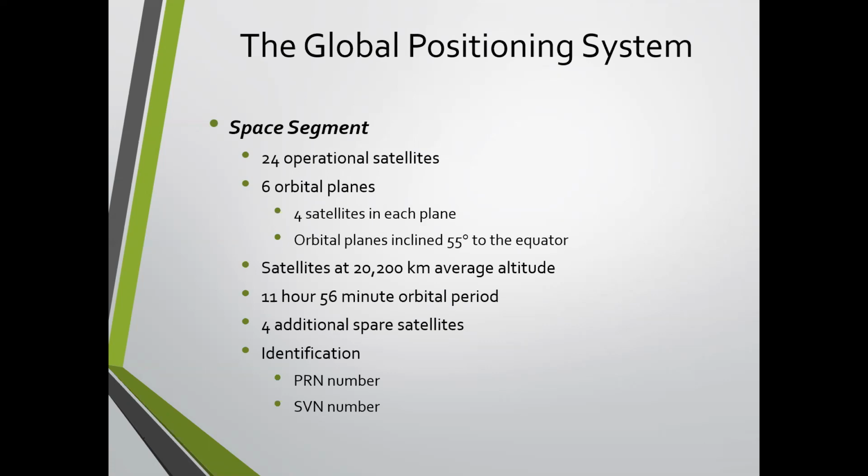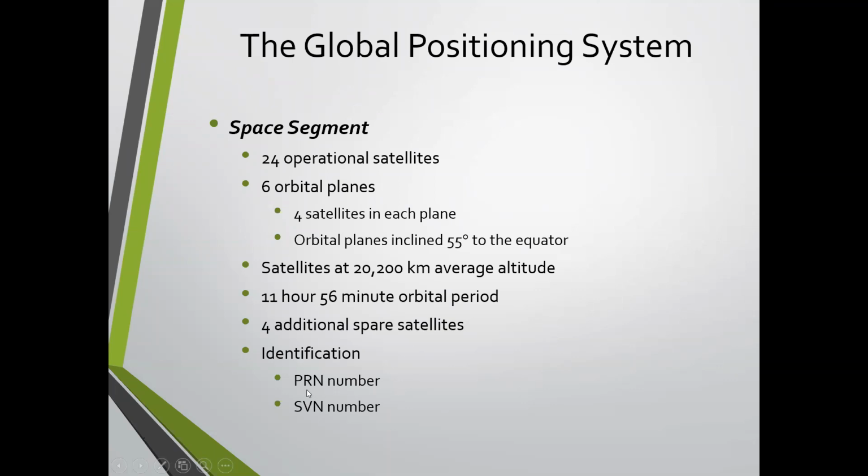And because they had the 24 operational, they also built into the system 4 additional spares, so they can take satellites offline if they need to and add another one in. But like I said, there's actually more satellites up there than probably 28. And a lot of them are still completely functional from when they were originally launched. So they've really done a great job in terms of how they worked. The satellites are identified by one of 2 ways.